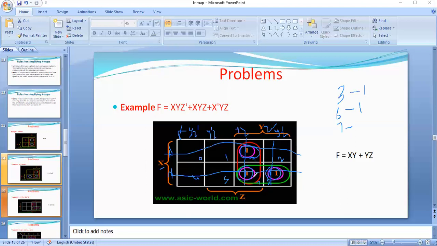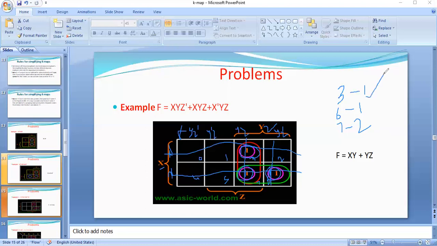For minterm 7, we have two numbers: one is 3 and one is 6. So what are the total number of adjacencies? We have two adjacencies. After writing the number of adjacencies, we have to give the first priority to the least number of adjacencies.